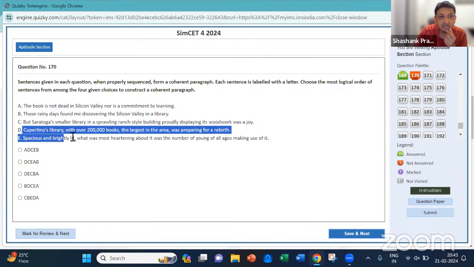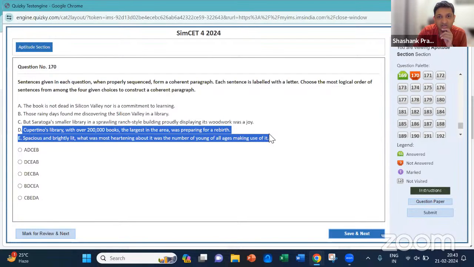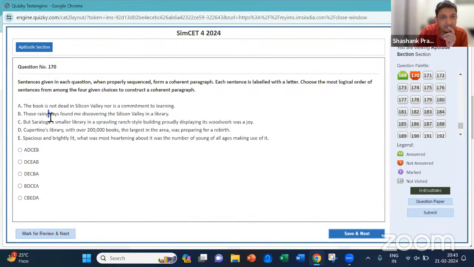D, E. Cupertino's library was preparing for a rebirth. Spacious and brightly lit. What was most heartening about it was the number of young of all ages making use of it. ठीक है. D, E, C. Okay. B, A. The book is not dead in Silicon Valley, nor is a commitment to learn. B, A doesn't look good. I don't know. I think A is a good starting point. A, D, C, E, B.